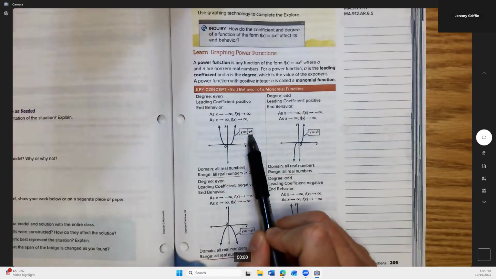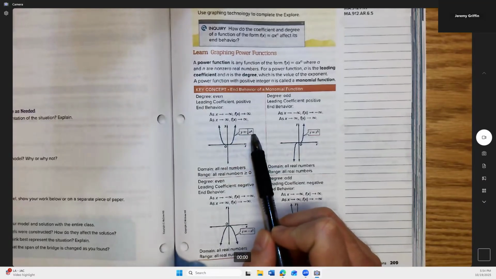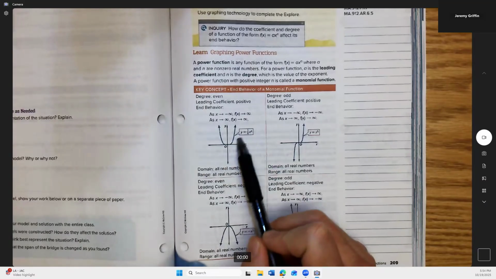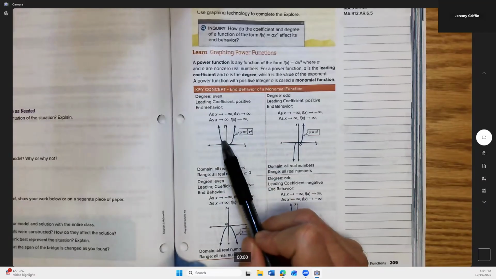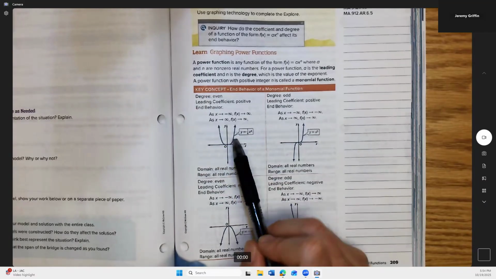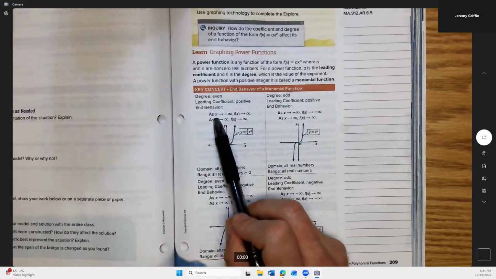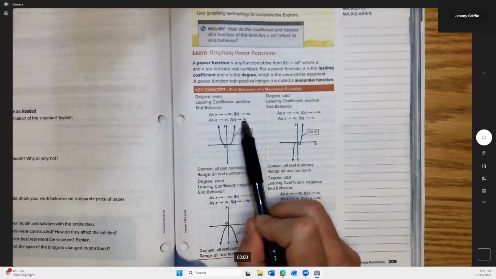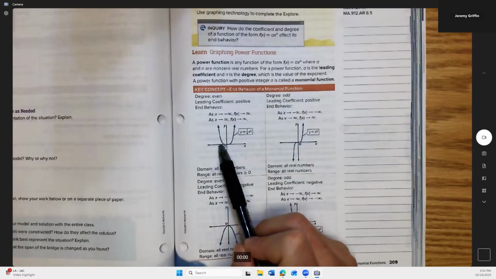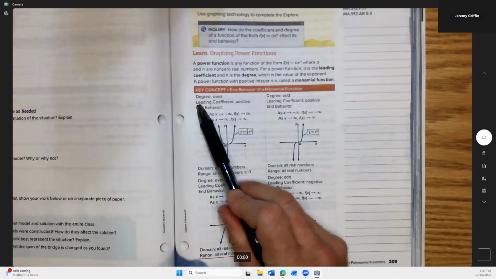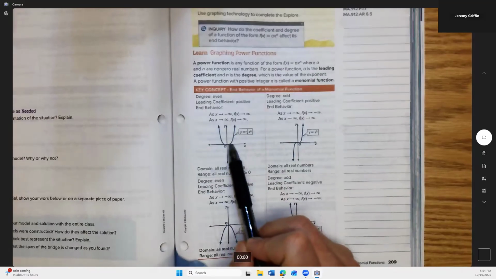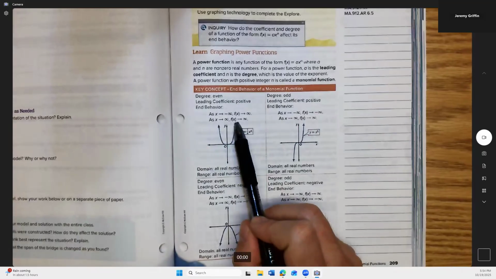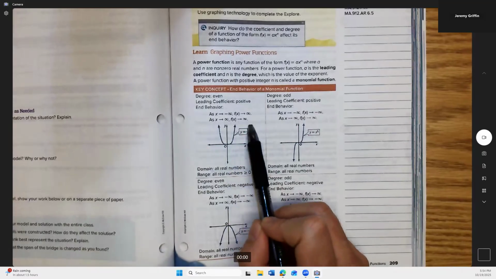Right? So the rules are, if the degree is even, for example, x to the 2, x to the 4, x to the 6, like that, you'll always see this U-type curve that goes up forever in both directions. And the way you write that mathematically is this: as x approaches negative infinity, let's say if you're going left forever, f of x approaches infinity, which means you go up forever. So it goes up to the left forever and ever. Okay? And then as x approaches positive infinity, you're going to the right forever, f of x approaches also positive infinity, so it goes up to the right forever.